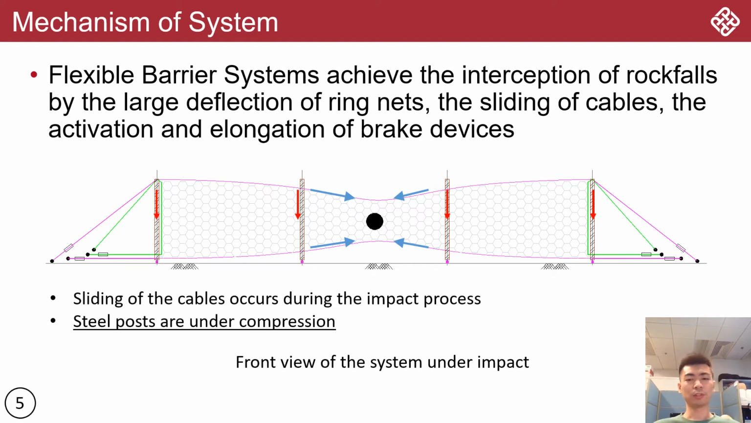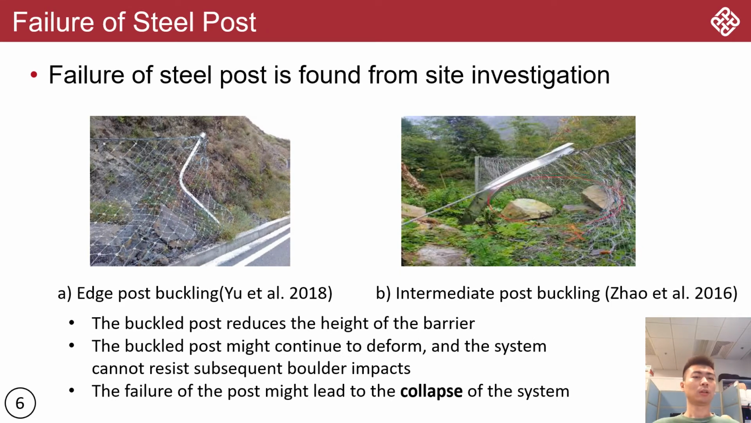From another view of the system, you can see the cables in magenta color. They will slide during the process to contribute to the deflection of the ring net, and this process will help to stop the boulder. And during the process, we can see the steel post will be under compression. As we have mentioned, the post will be in compression during the process.